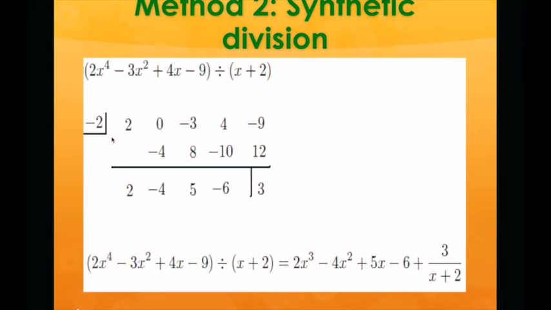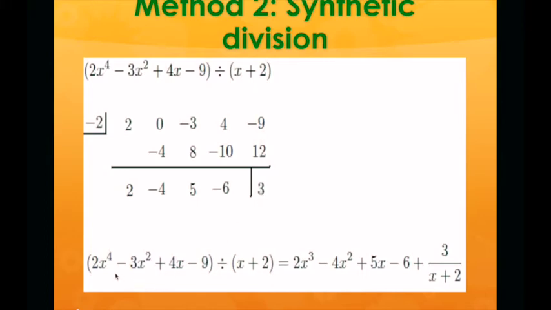You do the same thing again. -2 times -4 is positive 8. So -3 plus 8 is 5. Then you continue doing the same thing. -2 times 5 is -10. 4 plus -10 is -6. -2 times -6 is positive 12. -9 plus positive 12 is 3. So this is our remainder, 3.